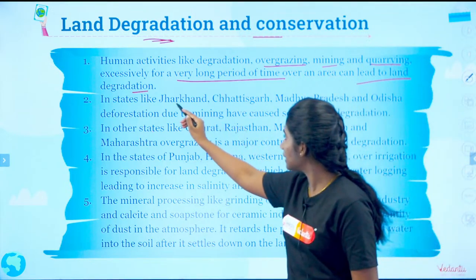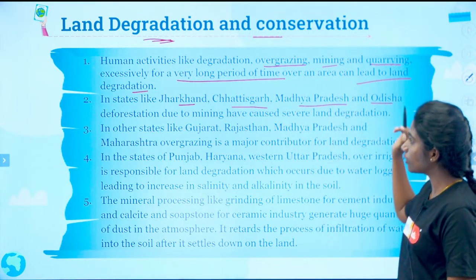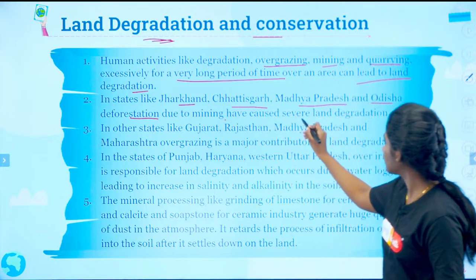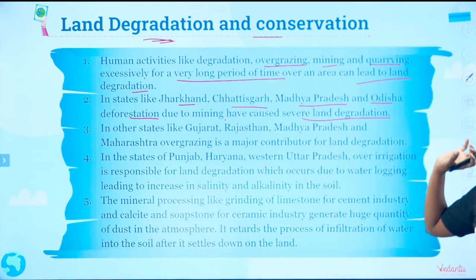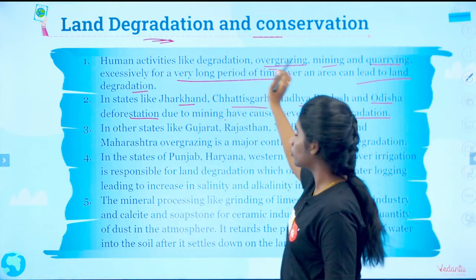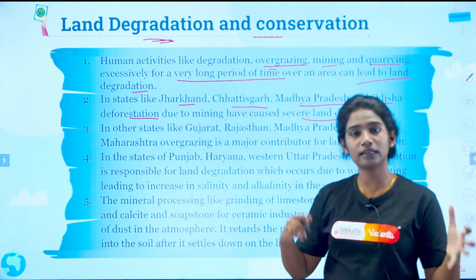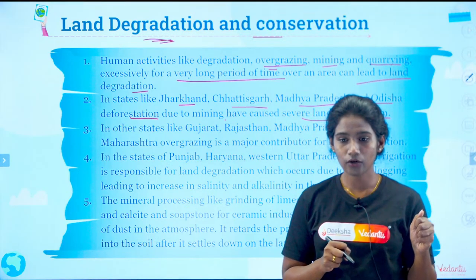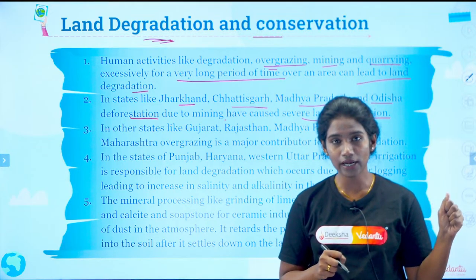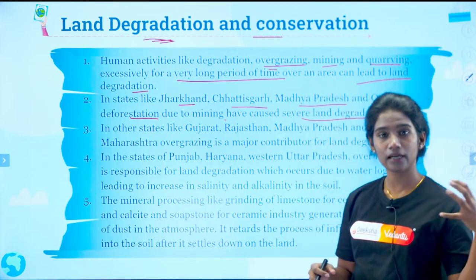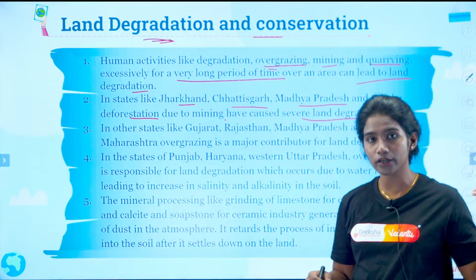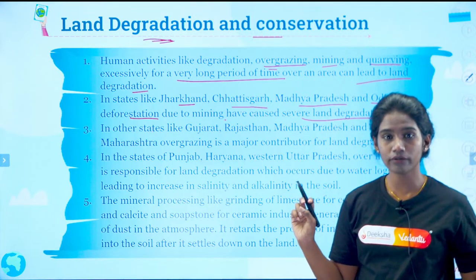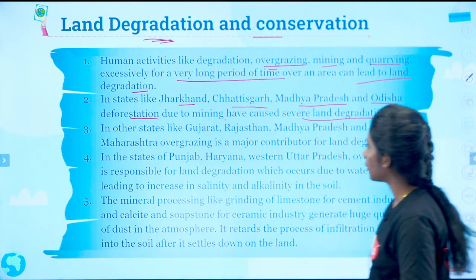See, in states like Jharkhand, Chhattisgarh, Madhya Pradesh and Odisha, deforestation due to mining has caused several land degradation. Deforestation is somewhat similar to overgrazing. What happens in deforestation? The trees and all that are cut, so now there are no roots to hold the soil. So, what happens when there is heavy wind pressure or when the water flows? It will wash away the nutrients present in the soil.